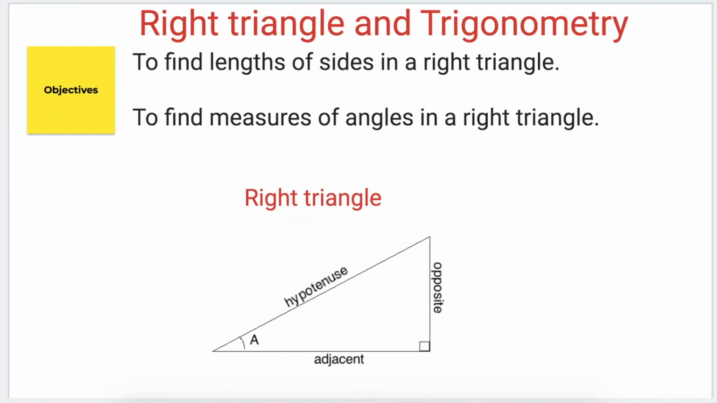There are 2 objectives in today's video. The first objective is to find the lengths of sides in a right triangle, and the second objective is to find the measures of angles in a right triangle. All of the triangles that are going to be shown in this video will be right triangles. The other important thing, all of the angles that will be measured or will be shown in this video will be in degrees. So go ahead and set your calculator in degrees, not radians.